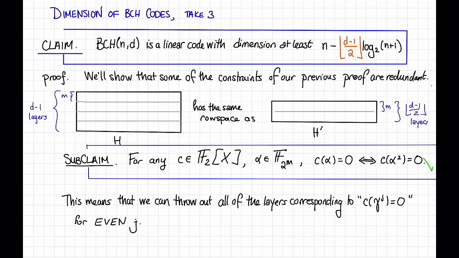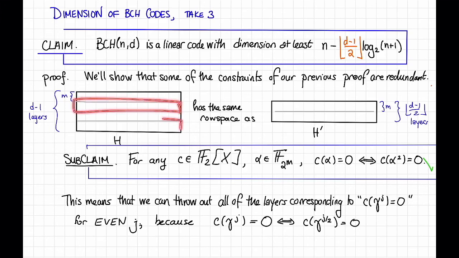And the reason is that c of gamma to the j equals 0 is equivalent to c of gamma to the j over 2 being equal to 0 as long as j is even. And so if we just keep all the odd ones, that means that we're going to cover all of them. So that lets us throw out half of the layers, all the layers corresponding to even j's. We're left with only the odd layers. And because of this subclaim, we've only thrown out repeated rows.